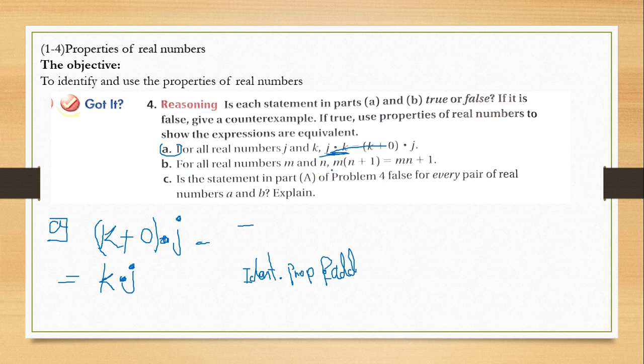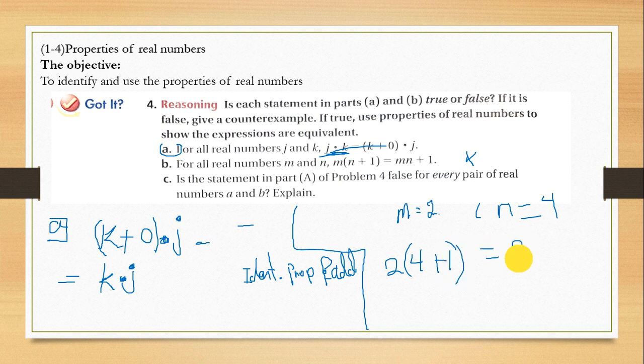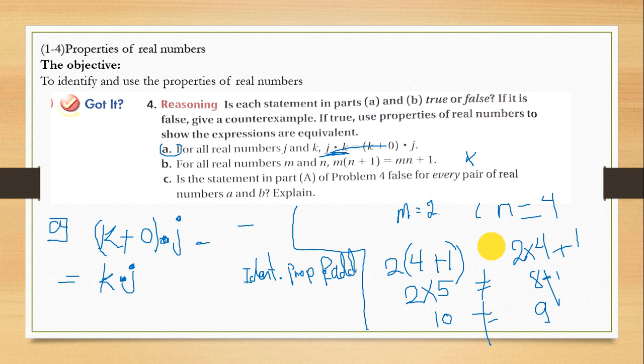This one: for all real numbers, m times n plus 1 equals mn plus 1. That's wrong. Let's give a counterexample. If we choose m equals 2 and n equals 4, once we substitute, 2 times 4 plus 1 is not equal to 2 times 4 plus 1 computed the other way. This will give you 5 times 2, which is 10, while here you have 8 plus 1, which is 9. So 9 is not equal to 10, and that's your counterexample.